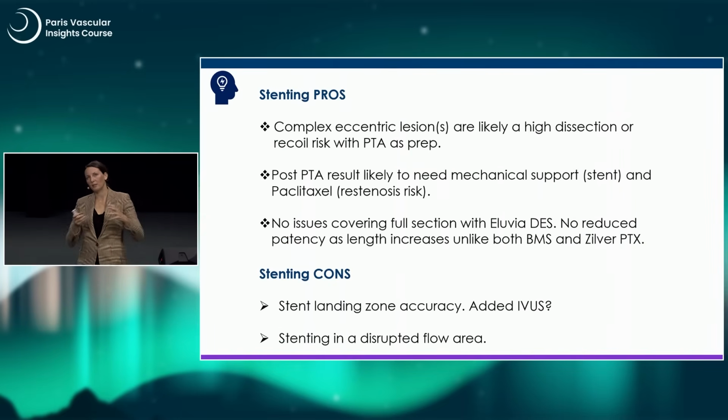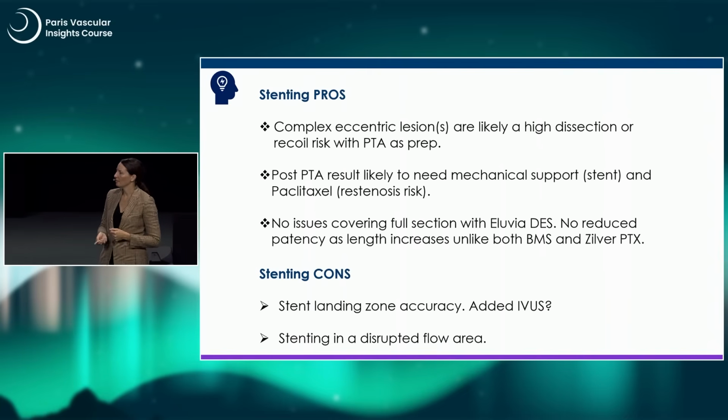So I think if we see the picture, I'm a pro-stenting girl. In a complex eccentric lesion, you're likely to have a high dissection rate, recoil, if you just use POBA as prep, even with a high-pressure balloon. So you're likely to need a stent. And if you're going to need a stent, maybe you're going to want to use paclitaxel on it because you want to have a sustainable primary patency. The thing you're going to have to think about is to not extend your stent too much compared to what you were thinking about treating first, and to really know where your landing zone accuracy is going to be.